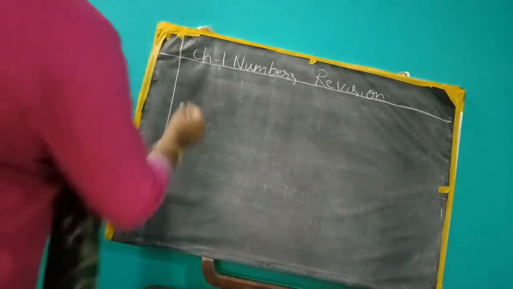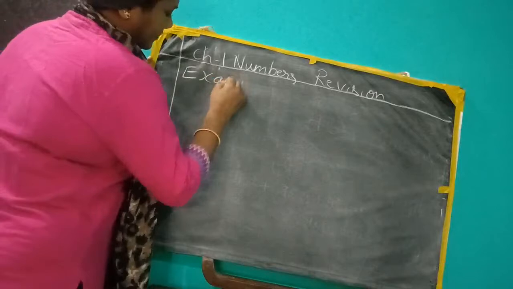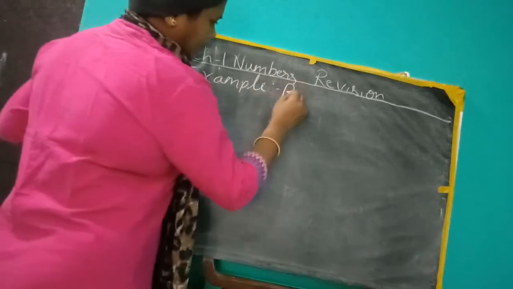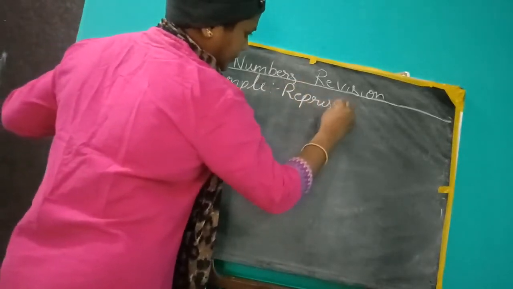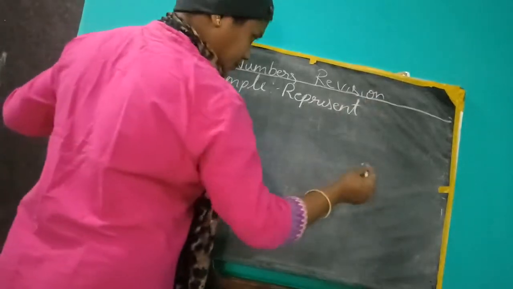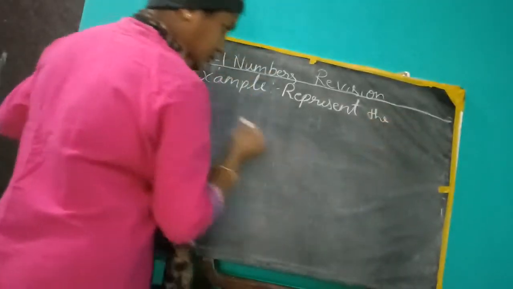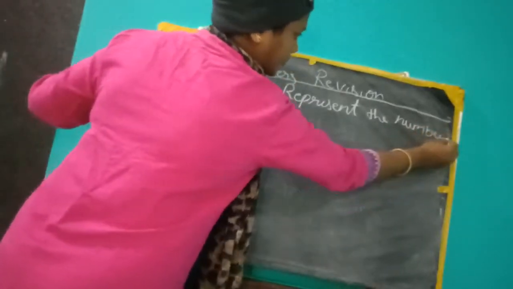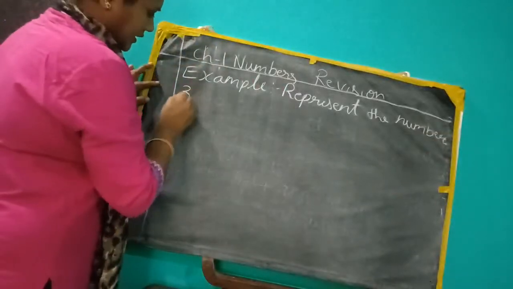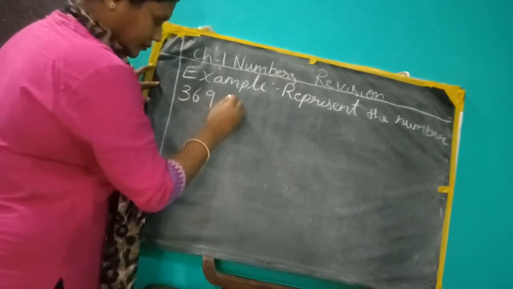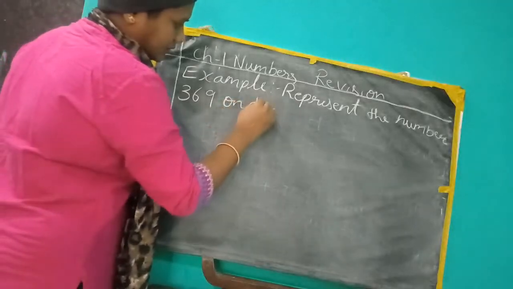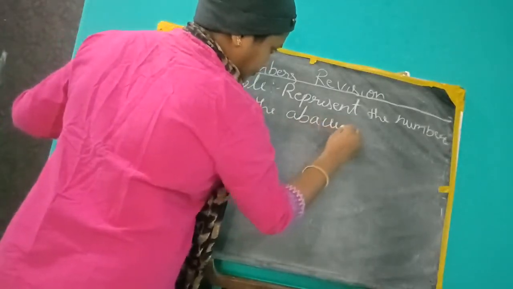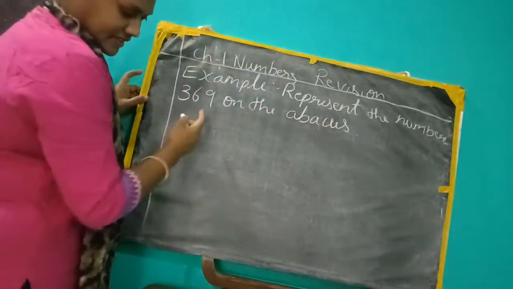Now I will give examples, and you write those in the classwork. Example: represent the number 369 on the abacus. See, you should represent it on the abacus.